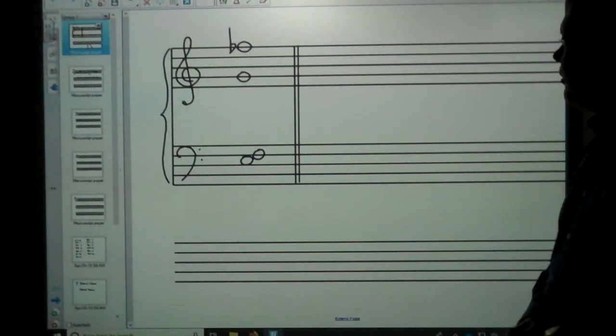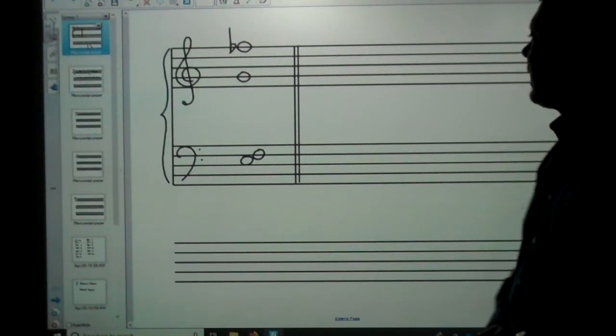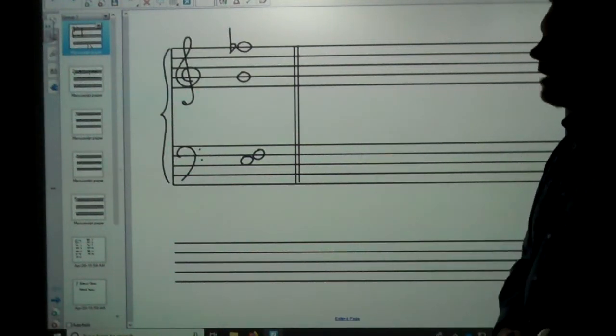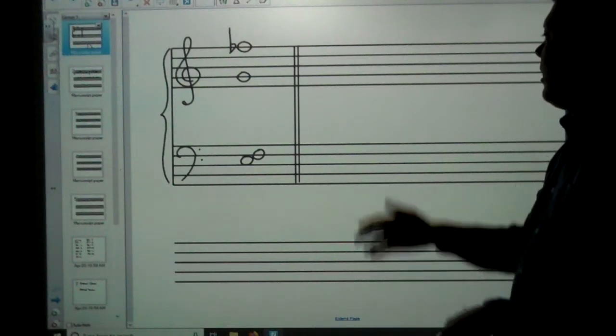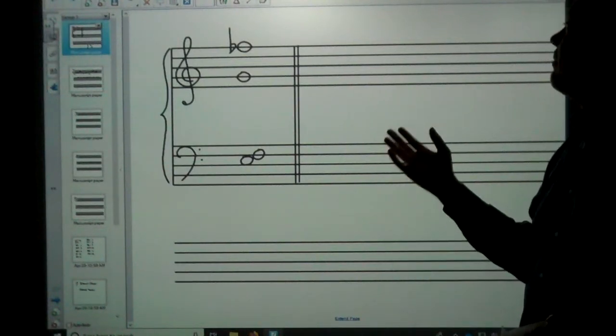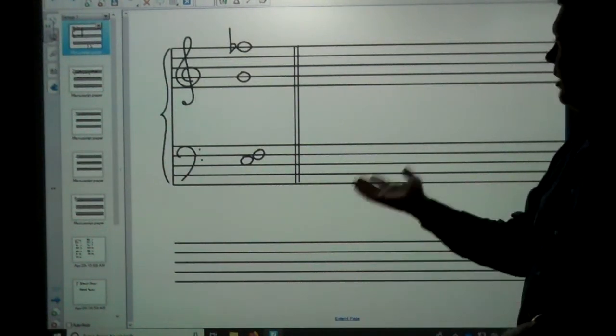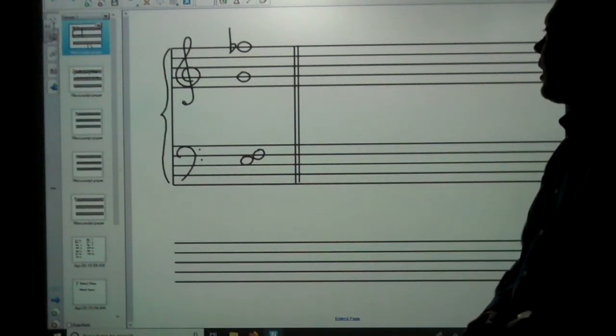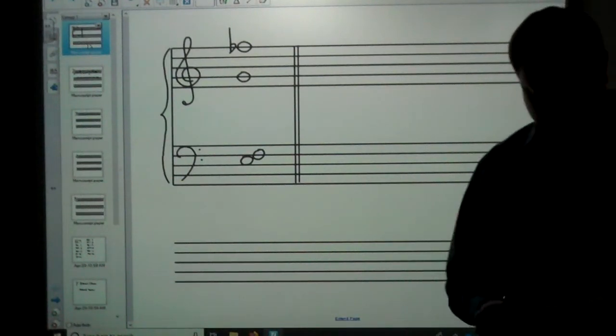The next thing I'd like to do before going on to talk about interval classes is to take a pitch class set in a random order, and I would like us to go through the steps on how to find the prime form of the notes in this pitch class set. How to find the prime form.